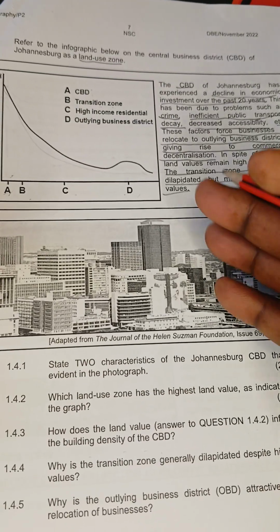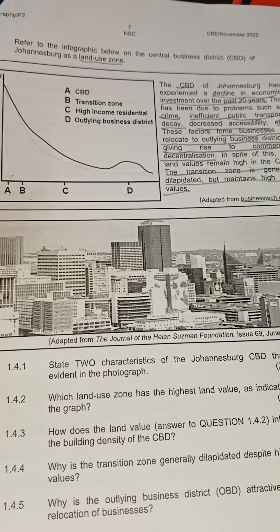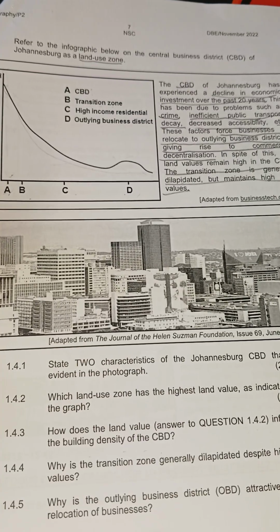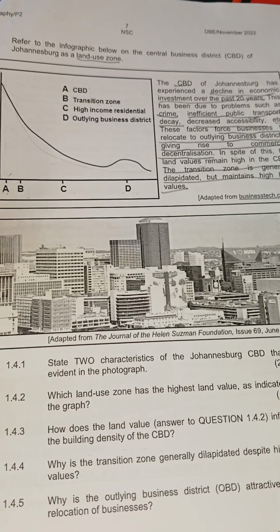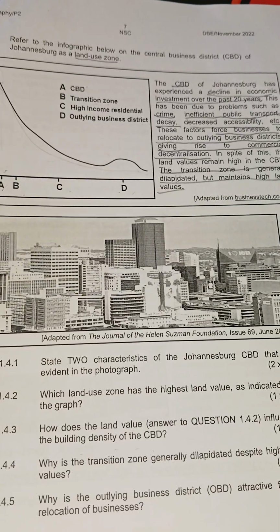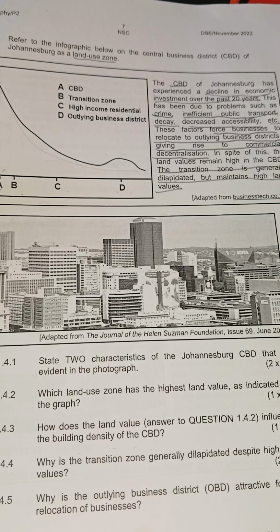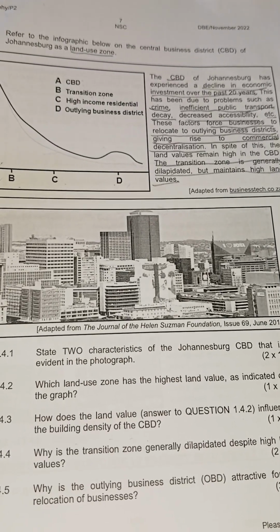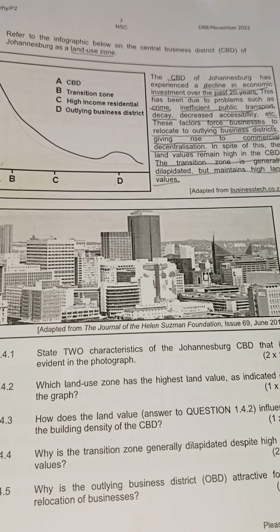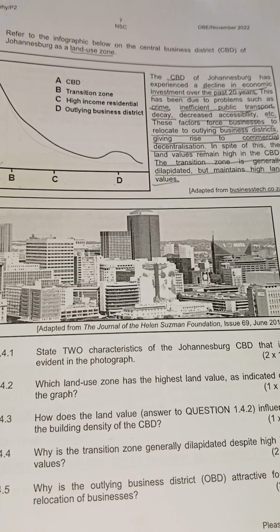It increases. You can see there, because of the land values within the CBD. Then 1.4.4: why is the transition zone generally dilapidated despite high land values? We are now saying that it is the future expansion of the CBD. At some point, as the CBD expands, obviously they are going to buy some of the houses from the people that have these houses within or close to the CBD. So this is the future expansion of the CBD.